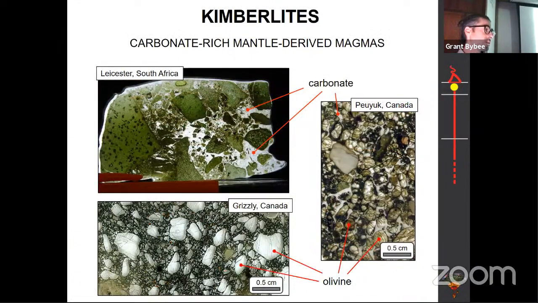Fundamentally, the two main constituents of fresh kimberlite rocks are olivine, the mineral that here you can see colorless in these thin sections of the Grizzly kimberlite from Canada, and carbonate, which here forms the matrix of these breccia-like kimberlites from Leicester. There are also other phases, of course. So usually there is a fair amount of serpentine in most, but not all kimberlites. Some people consider it magmatic. Other people, including me, consider it more likely to be a hydrothermal phase. But anyway, that's not the focus of the talk today.